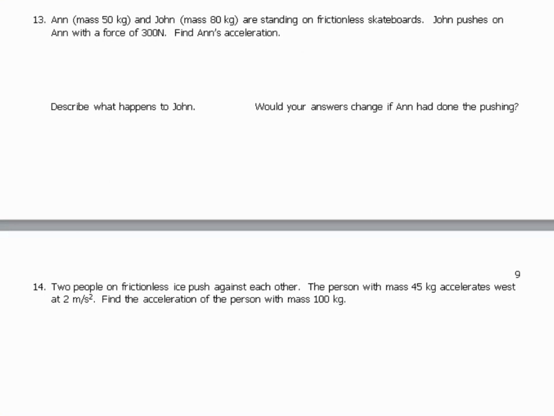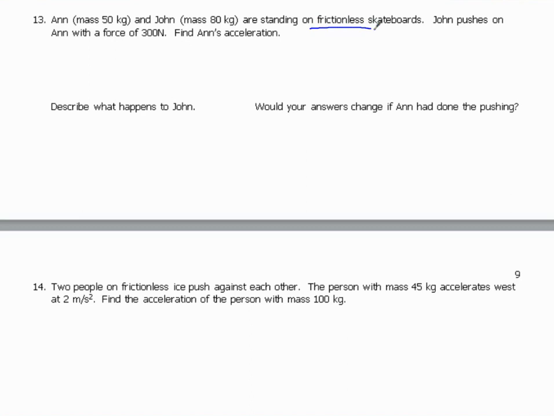Okay, so this is Physics Unit 3. We are on page 8 towards the bottom. So we're on number 13. Anne, with a mass of 50 kilograms, and John, with a mass of 80 kilograms, are standing on frictionless skateboards.